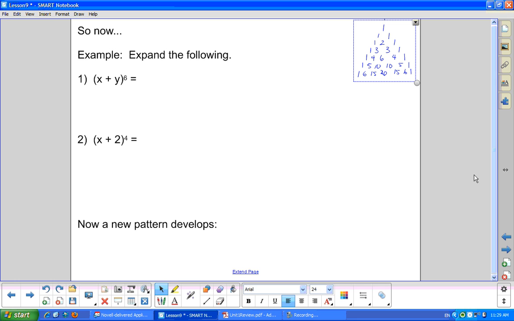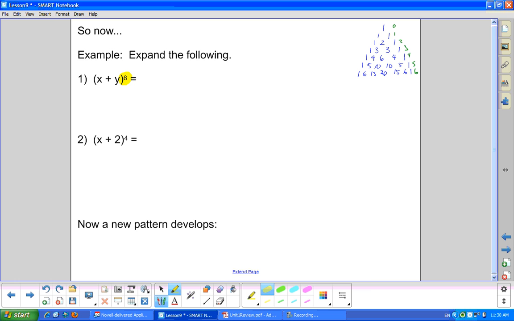So remember the row numbering: 0, 1, 2, 3, 4, 5, 6. I'm going to need that 6th row, and the reason I need the 6th row is because this question is to the exponent 6. So I want to do this expansion in one step.